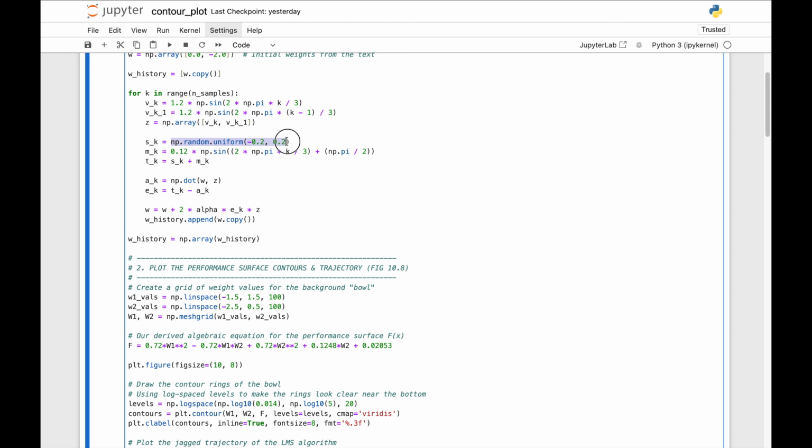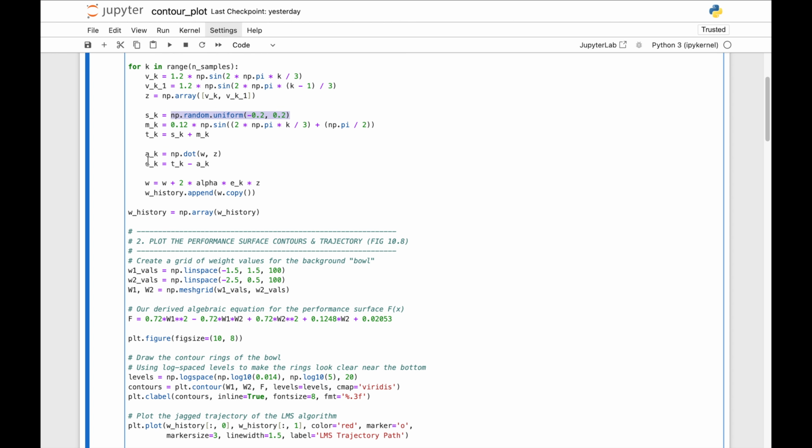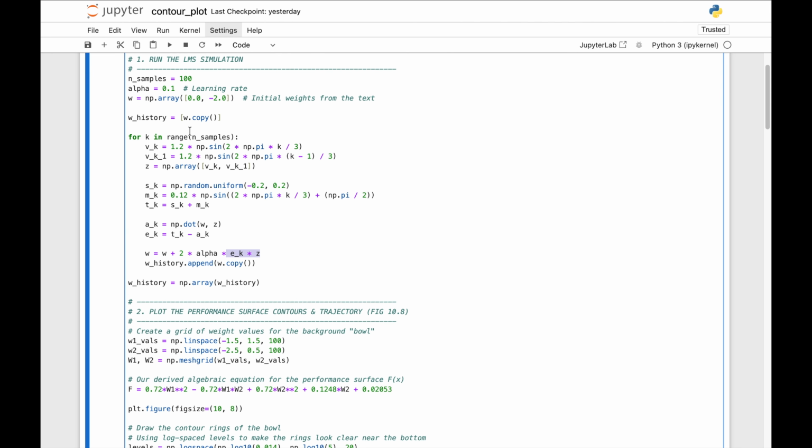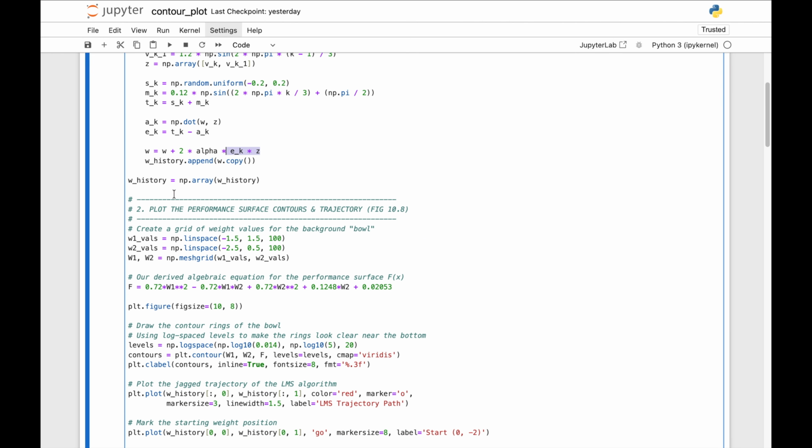Note that here we are using random uniform for the actual signal. We calculate the output A, we calculate the error, which is the difference of the two. We update the W by the same approximate steepest descent that we talked about. We just add 2 times alpha into the product of error with the input Z. And whatever W we get, we are storing it in a history, and then that's what we are plotting down.